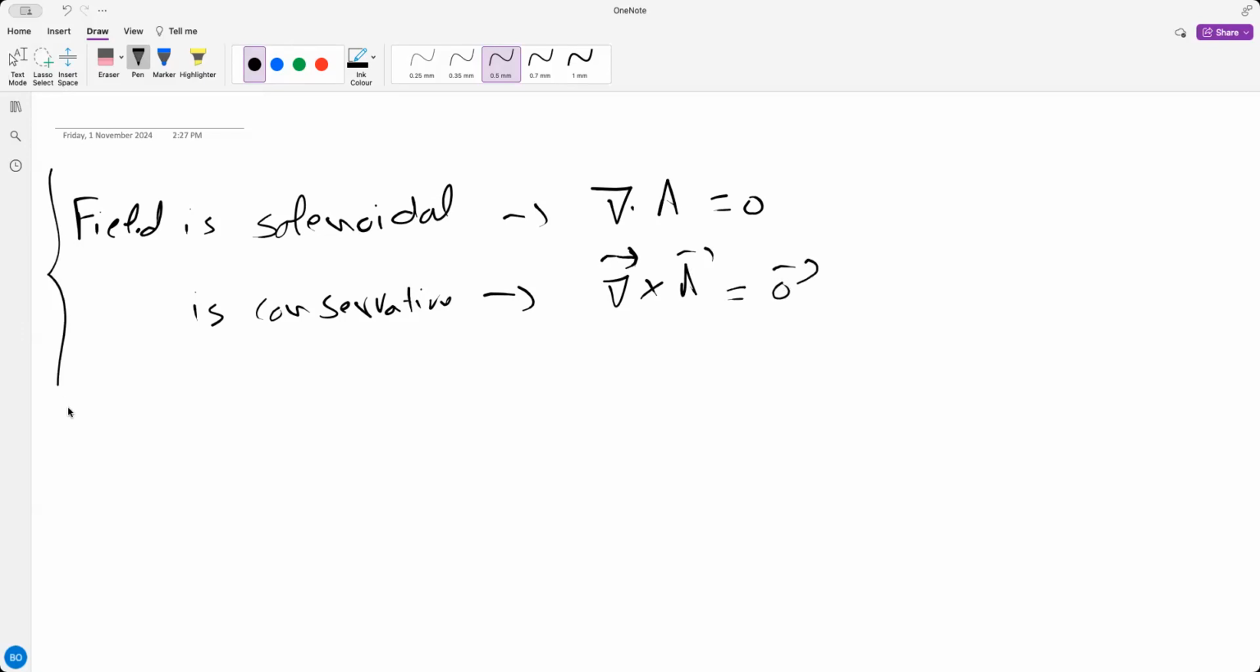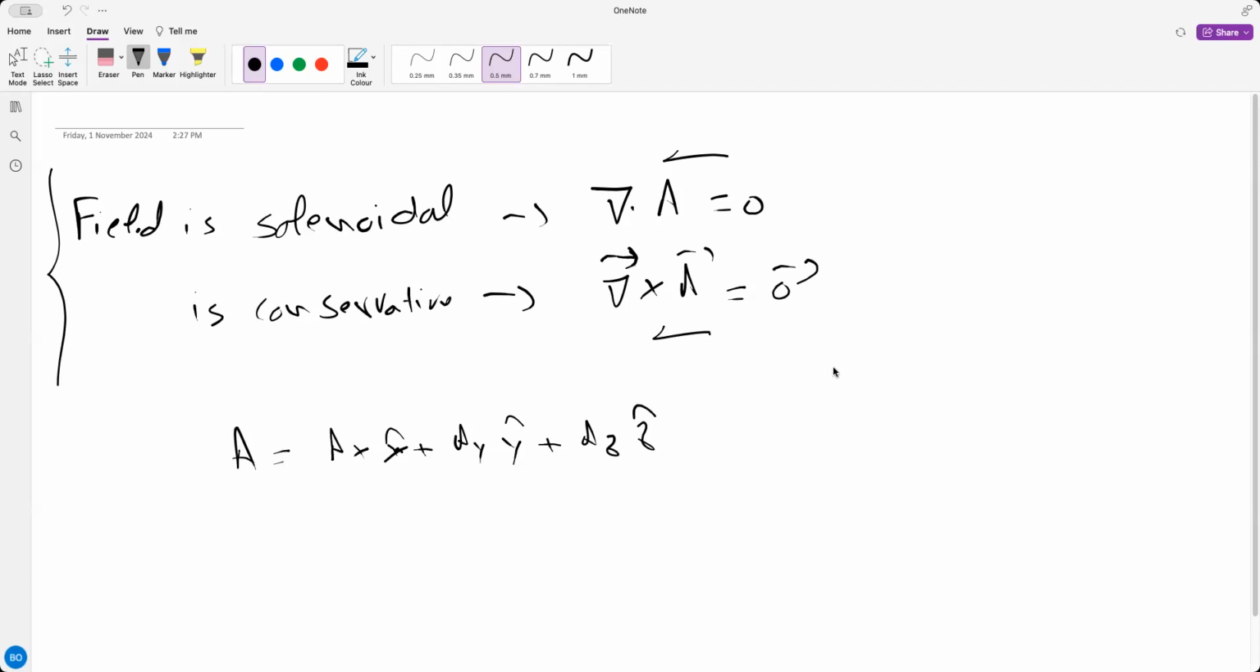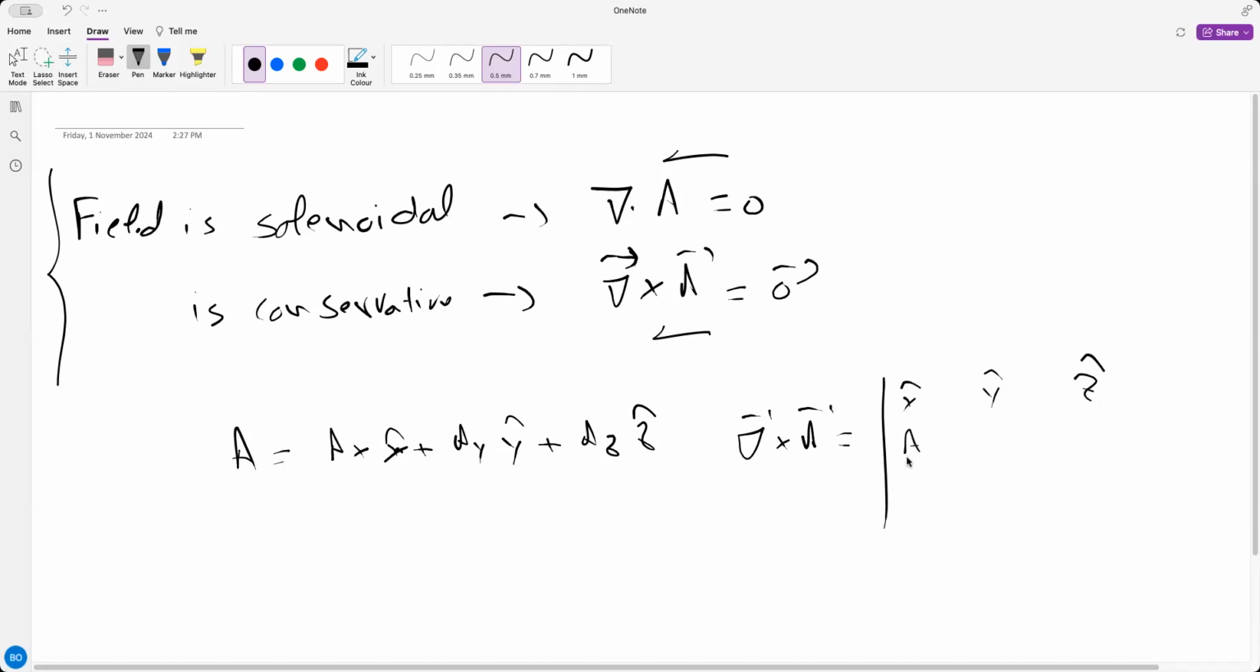So this is very, very important. Of course, we already did the divergence. We can also easily do nabla cross A. For example, if I give you A equal to Ax x plus Ay y plus Az z, you can easily do this. Nabla is the first row with x, y, z, and then the next row will be Ax, Ay, Az. And then you do the calculation.